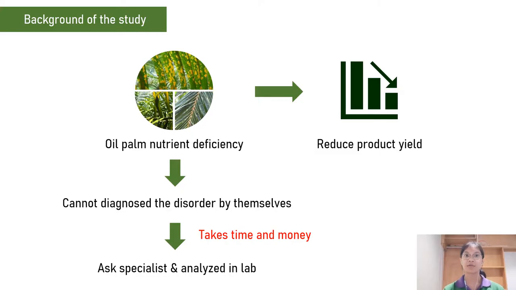First of all, for the background of the study, oil palm nutrient deficiency can reduce the product yield, but some oil palm growers cannot diagnose the disorder by themselves, so they have to ask a specialist and analyze leaf samples in the lab, which takes time and money.